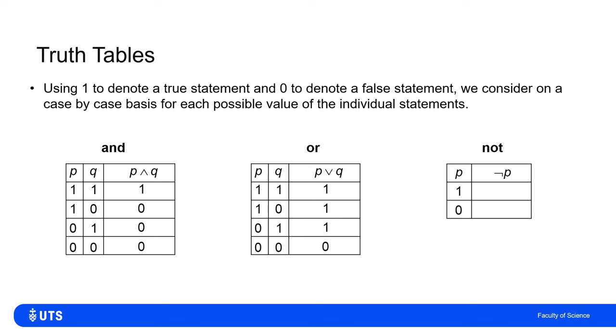And the easiest one here is the negation, whereby if P is true, not P is false, and if P is false, not P is true. So I simply reverse the 1 and the 0.